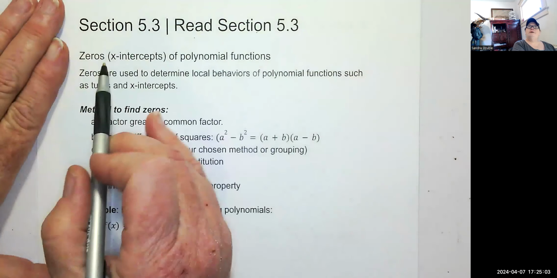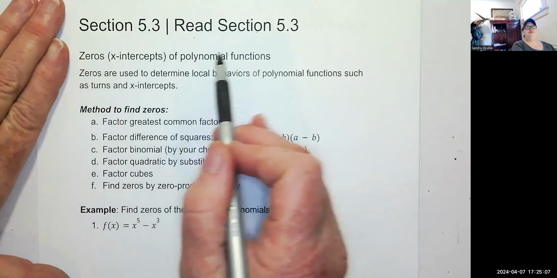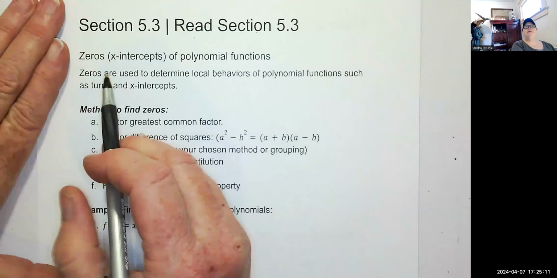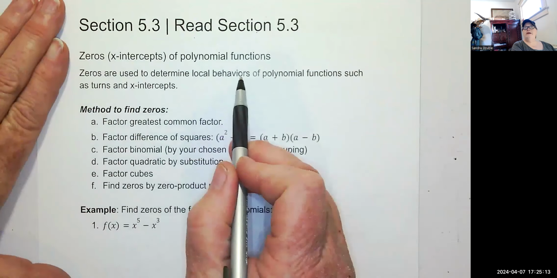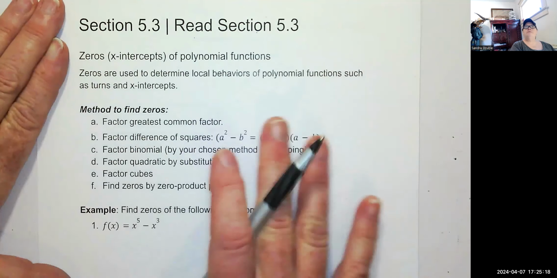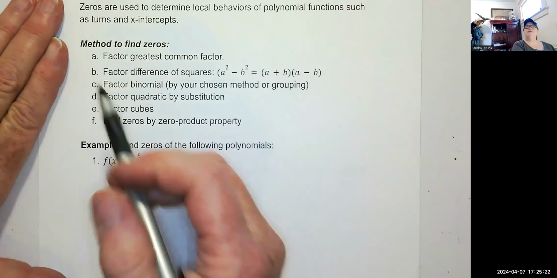So let's start with zeros. Remember, zeros are the x-intercepts of a polynomial function. Okay. So that's when we're looking for our x-intercept. Zeros are used to determine the local behaviors of polynomial functions, such as terms and the x-intercept. There's many methods to finding the zeros.